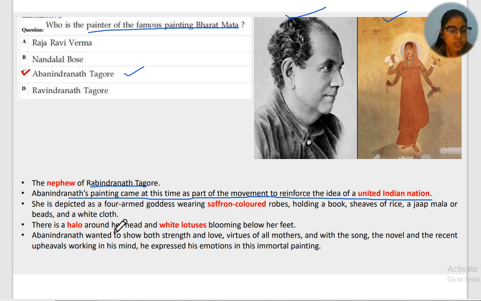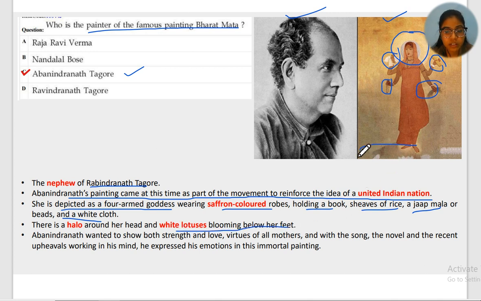In this painting, Bharat Mata is depicted as a four-armed goddess, as you can see, wearing a saffron colored robe, holding a book in her hand, sheaves of rice, a jap mala or beads in the right hand, and a white cloth in the upper right hand. Also, there is a halo around her head, as you can see, and a white lotus blooming below her feet. This is the white lotus which is blooming below her feet.